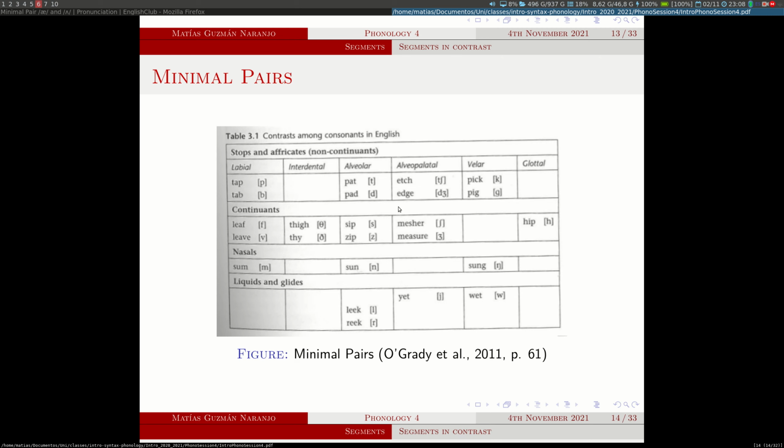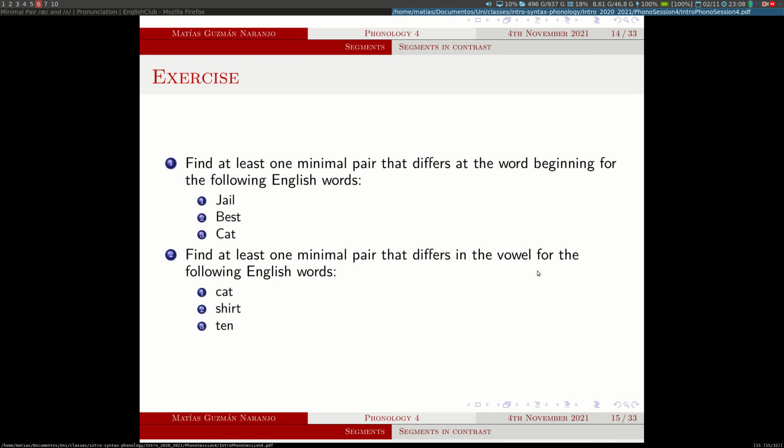You should take a look at this in some detail. I won't go through everything, but for example, f versus v can be seen in leaf versus leave, and th versus th can be seen in thigh versus thy, and p versus b in tap versus tab, and the same for all the other sounds.